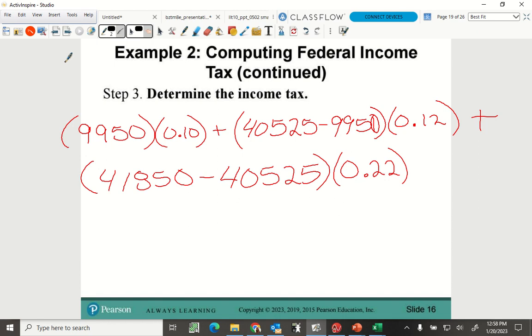I'll do this piece right here by itself. It's going to give me $995. I'm going to add up the next piece. If I just do this piece right here, a little piece at a time, what's that going to give me? 3669? Yeah. Okay, so this one's $3,669. And then my last category over here, which is the highest tiered tax bracket I have, is going to end up giving me $1,325?